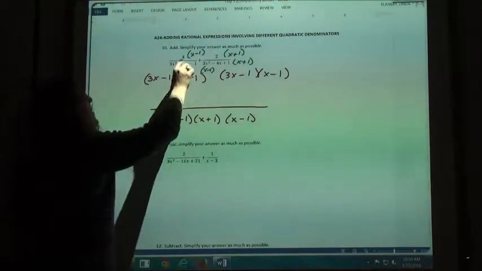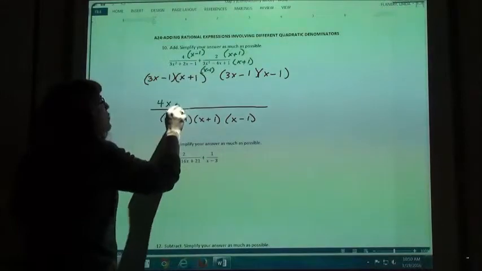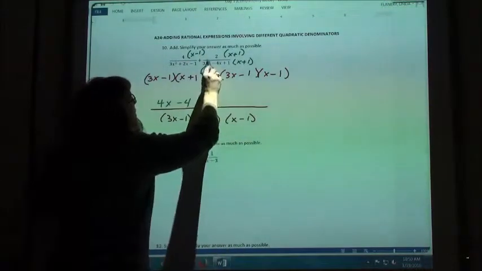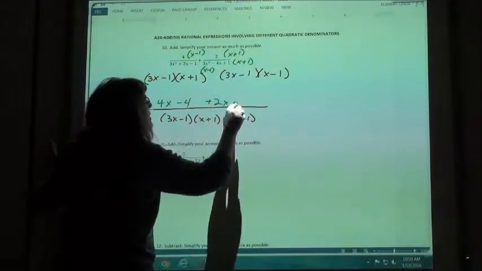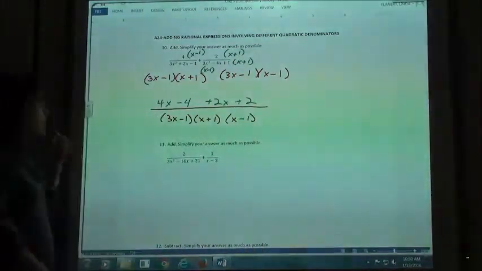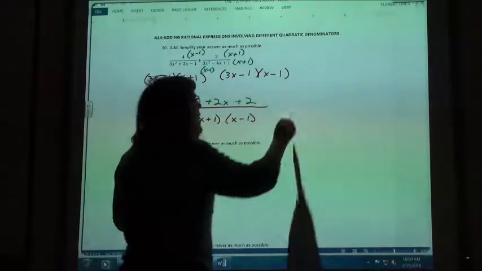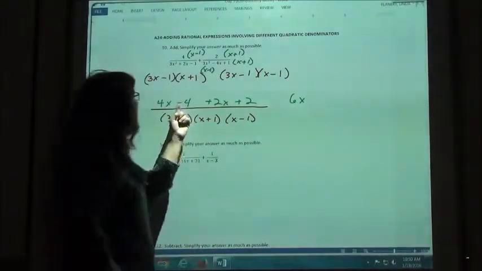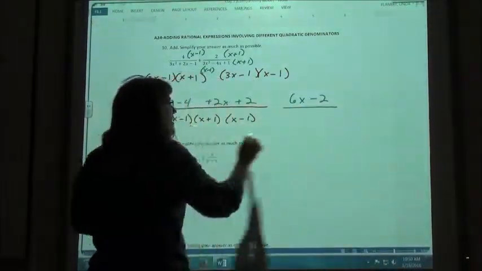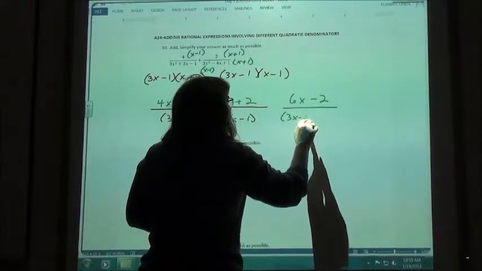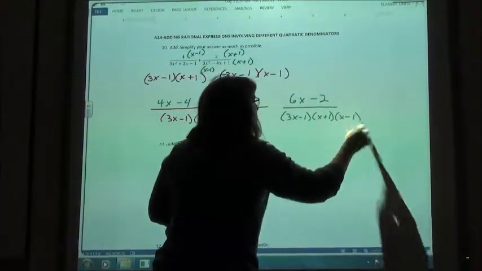I'm going to multiply that out. So 4 times x is 4x. 4 times a minus 1 is minus 4. Positive 2 times x is a plus 2x. Positive 2 times a positive 1 is a plus 2. I'm then going to just combine my like terms. So 4x plus 2x is 6x. Negative 4 plus 2 is a minus 2. And that's over my whole denominator: 3x minus 1, x plus 1, and x minus 1.